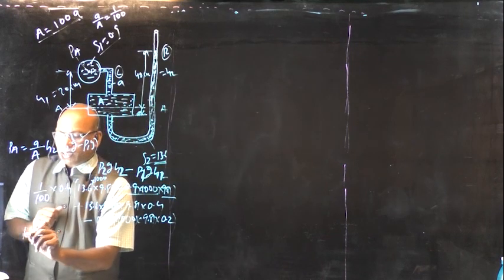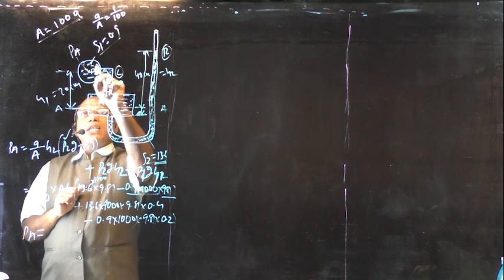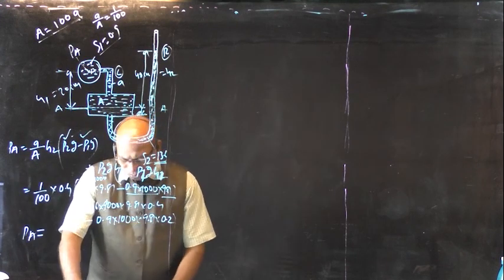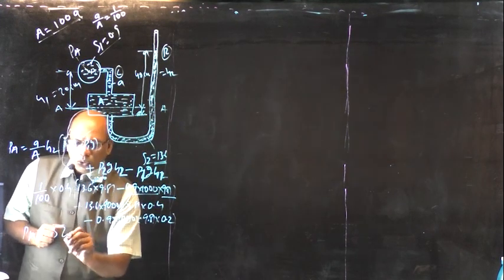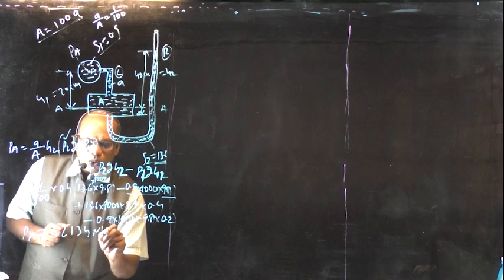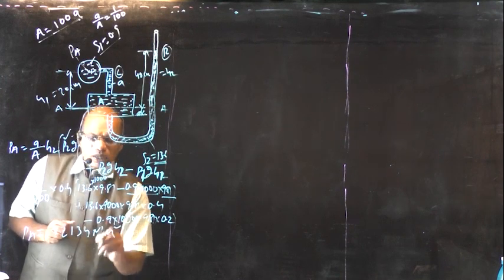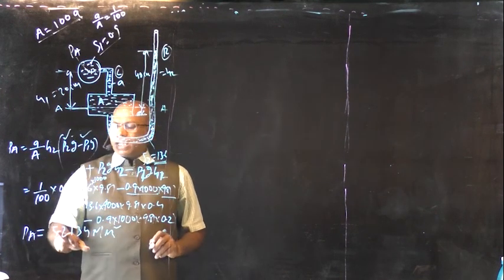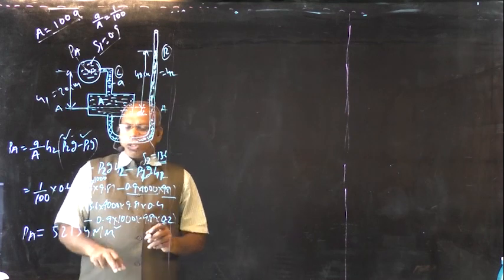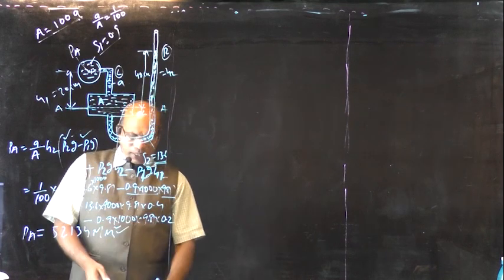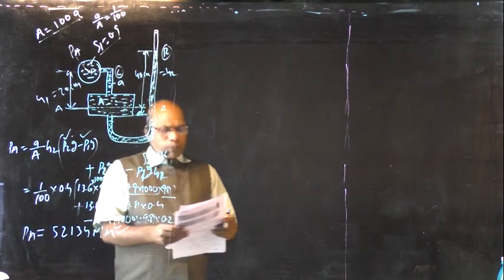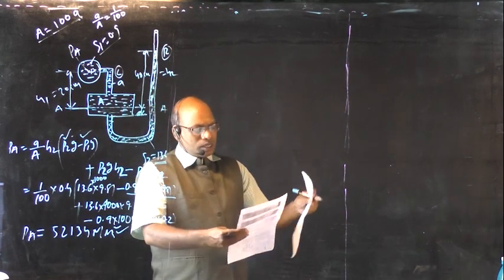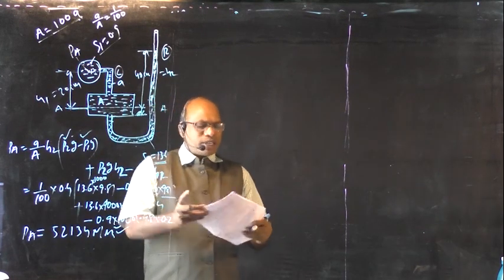Therefore, pressure at point A is equal to 52134 Newton per meter square. Pressure at point A is equal to 52134 Newton per meter square. Right? Now we are going to solve one more problem. Please note down. This problem is related to differential manometer.